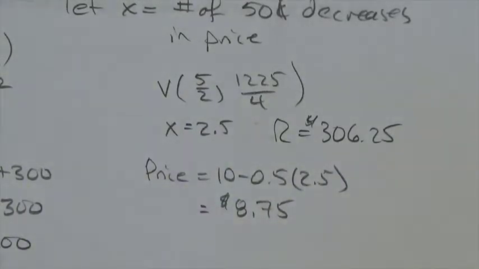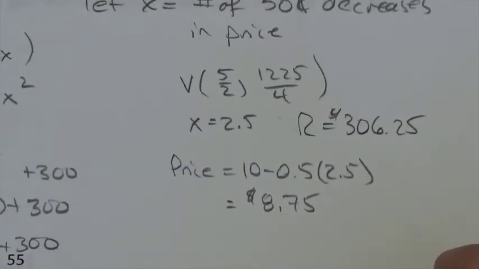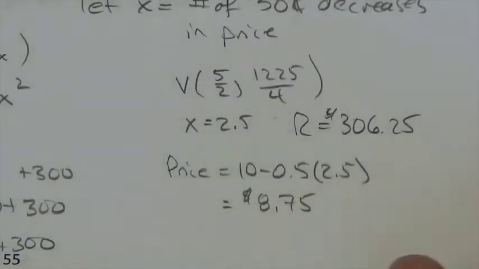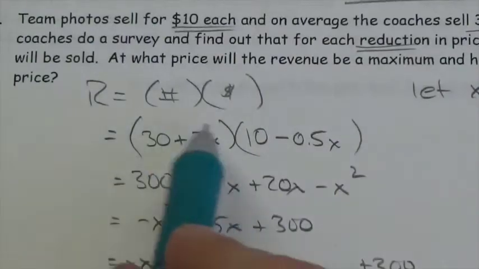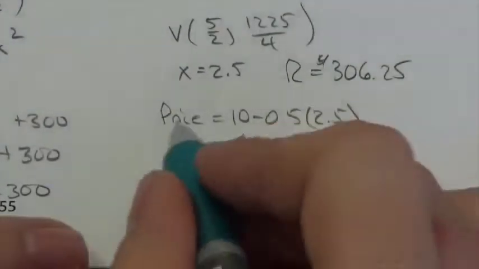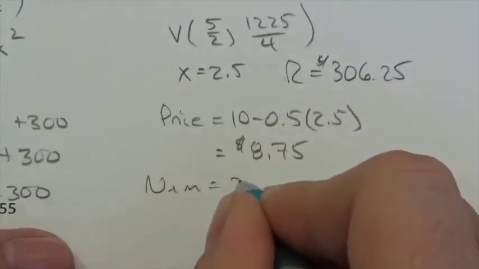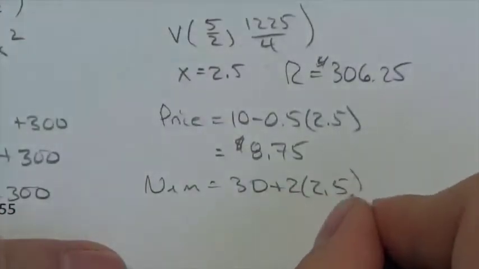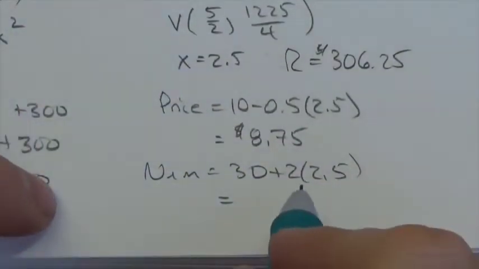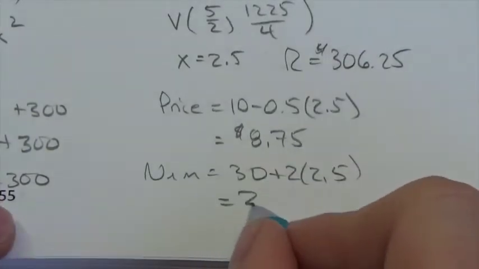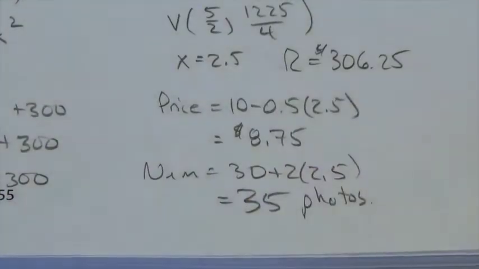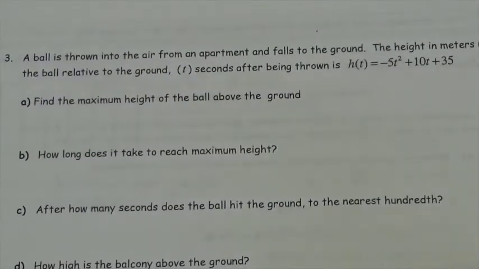That's the price that's going to maximize our revenue, and then the remainder of the question says, at what price will the revenue be maximum? Boom, there we go. How many photos will they sell? Well, remember, this is the number of photos that they're going to sell. So the number is going to be 30 plus 2 times 2.5. That's a little easier to do because I already know that 2 times 2.5 is going to be 5, so this will be 35 photos. That's the maximum number.